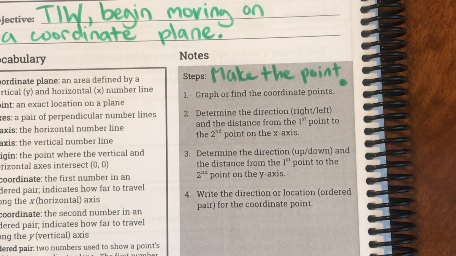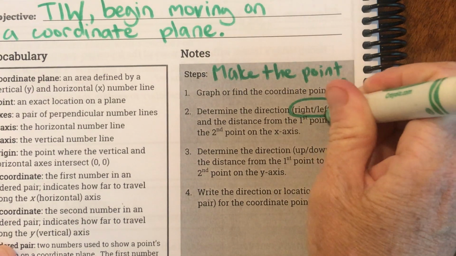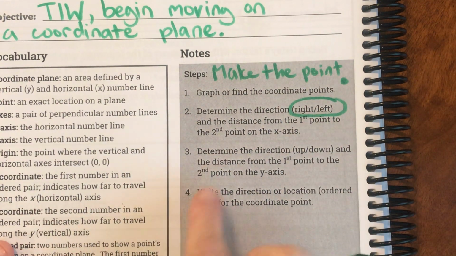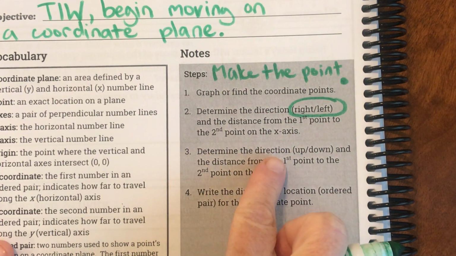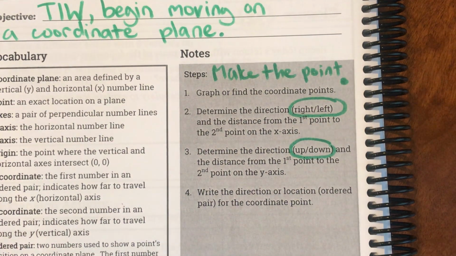It says we're going to determine the direction right and left. So I'm going to circle that. From our first point to the second point on the x-axis, we're just going to focus on right, left, and then determine the direction up, down, and the distance from the first point to the second point.